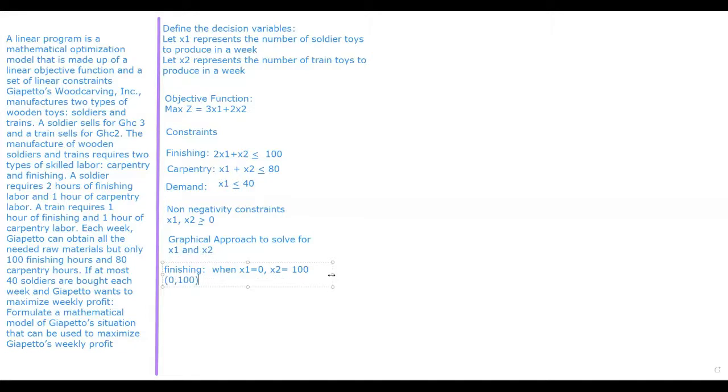Then with the same expression, you represent x2 with 0. So when x2 is 0, what will be the value of x1? So x1 will be 50. The coordinate will be 50, 0.